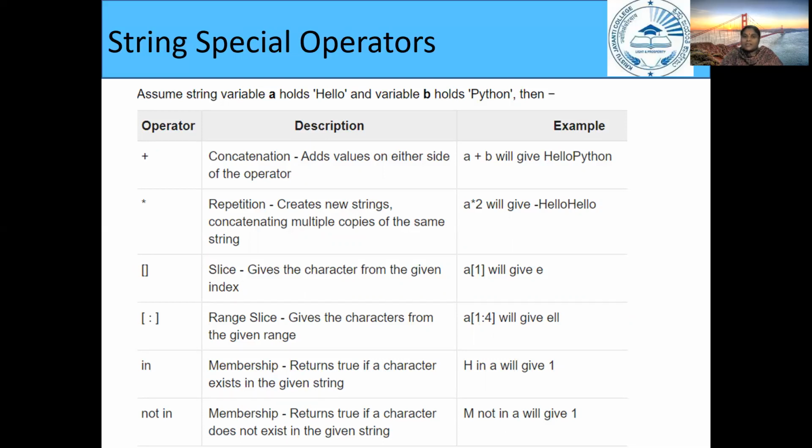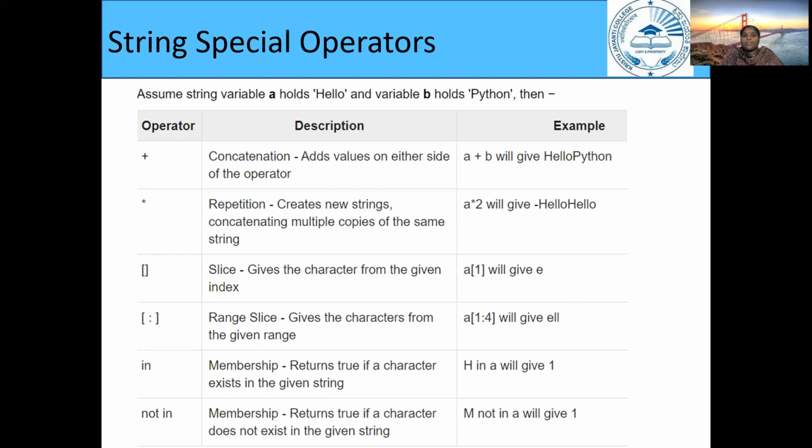Next one, slicing operator. So just now we have used the square bracket. If I put 1, it is going to give me A of 1. What is there in hello, the first position? So it is going to give me the output E. Next one, range slice. So 1 to 4. It is going to give me ELL from hello.